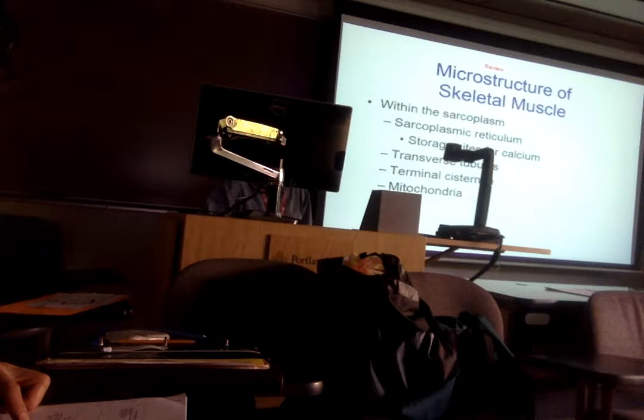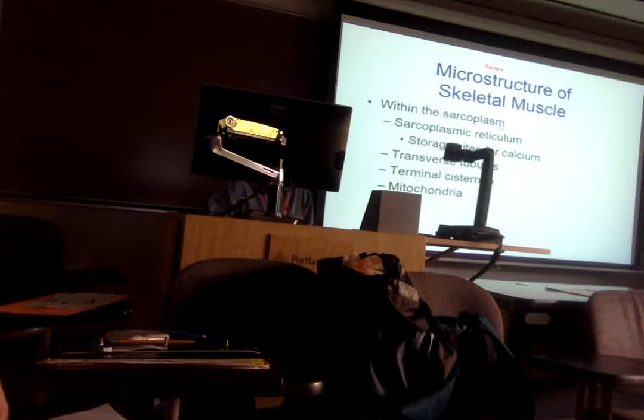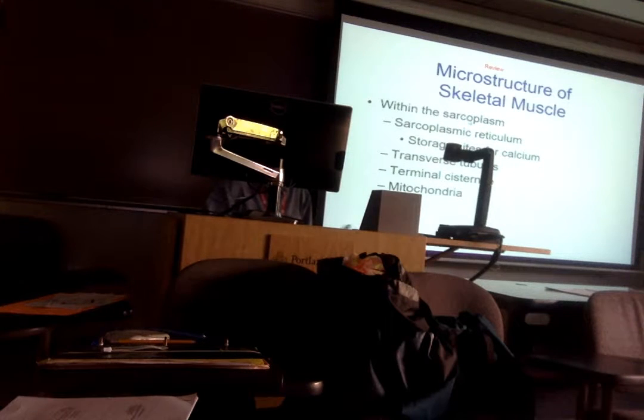Review of the microstructure. Sarcoplasm is like cytoplasm, but it's muscle. You guys know we have a sarcoplasmic reticulum that stores calcium. I've got this other stuff that I've seen in anatomy and physiology, transverse tubules and terminal cisternae. We'll see that in a picture. Mitochondria, we've got mitochondria in muscle.